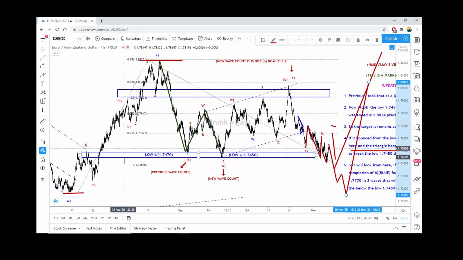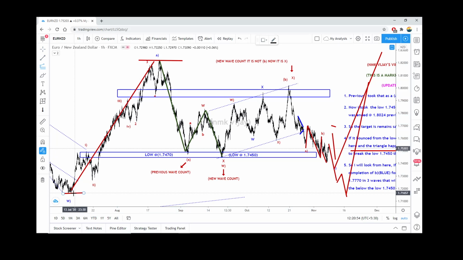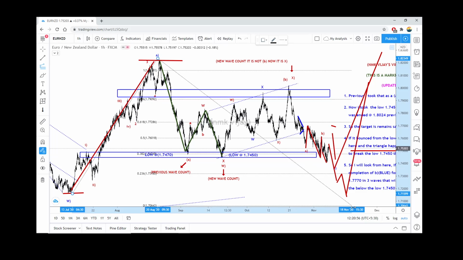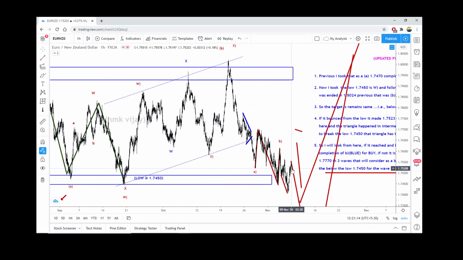In any condition, this wave has to happen here. This wave length at least 78.6%. I will show you here, from here to here, if it breaks this, for example, that 78.6% is 173, 179, right, from here. So 750 to 800 pips is ahead in either condition.